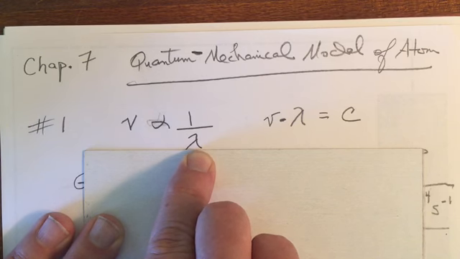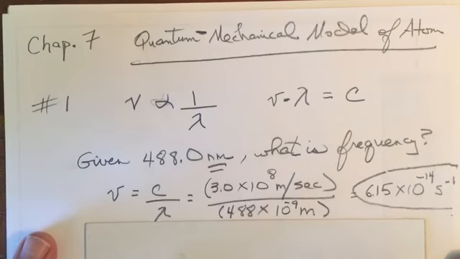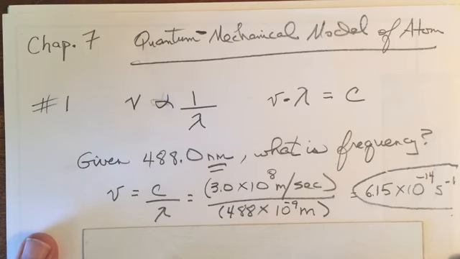So let's solve this question. If you're given a wavelength of a particular spectrum, what is the frequency? We're going to use the equation here to rearrange and solve for frequency, which is nu. Nu is equal to the speed of light divided by the wavelength.